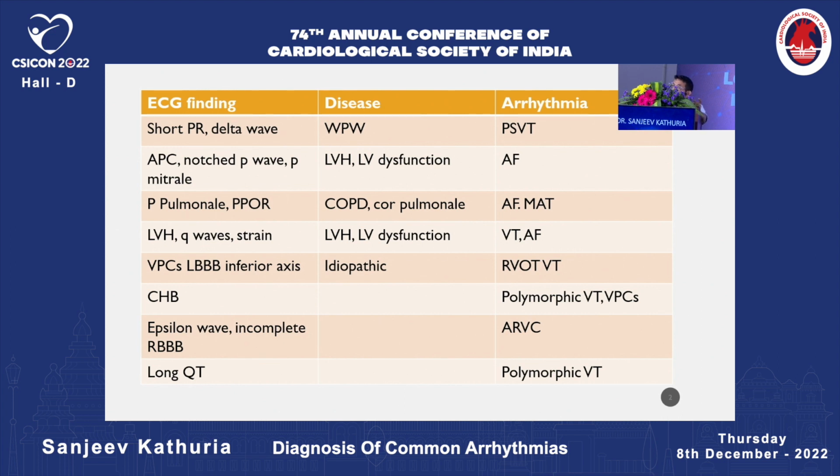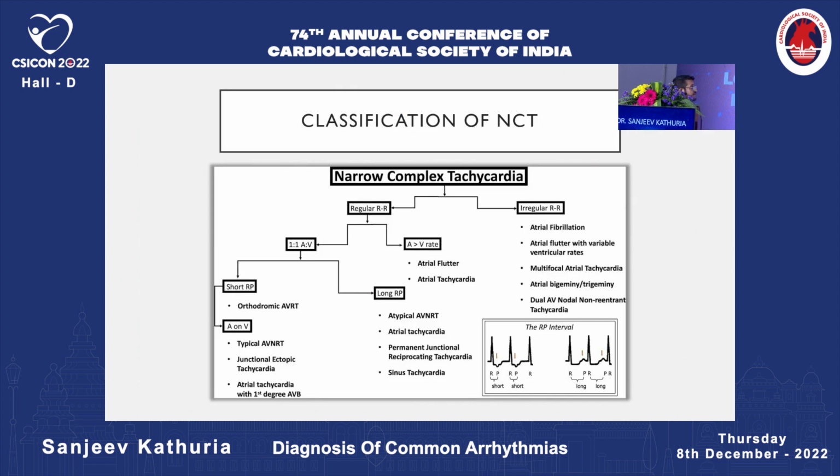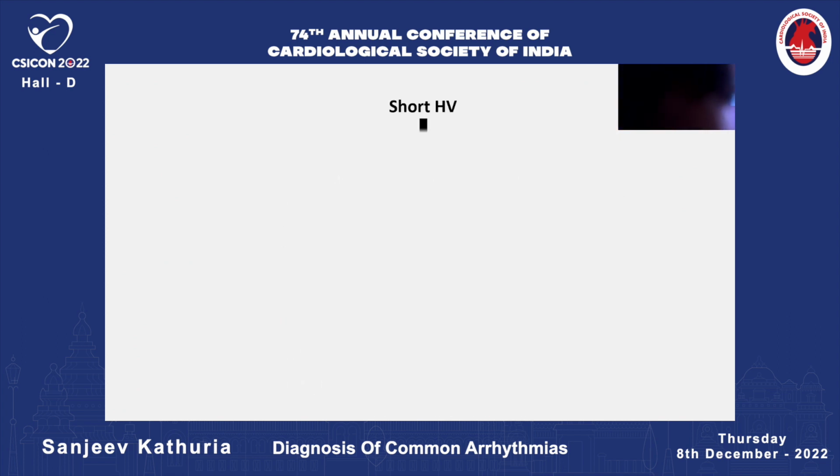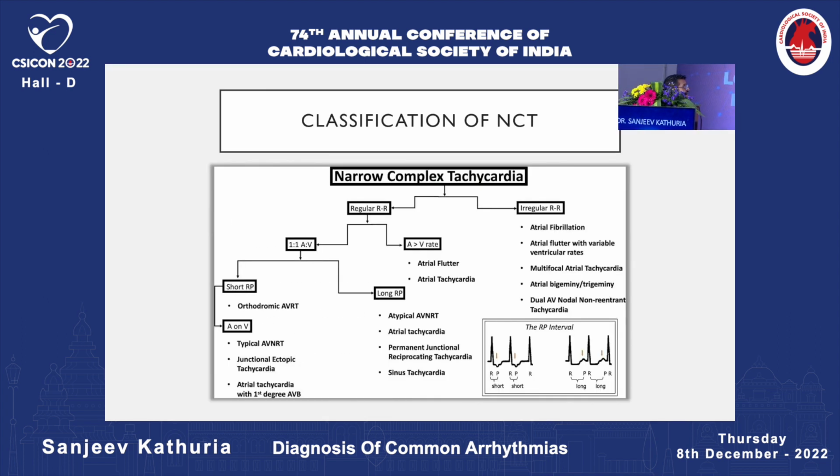Next slide. I can move. So before we start, let's give a very basic configuration of what we are trying to talk about. So narrow complex tachycardia, what we are trying to talk about is regular or irregular. Once you are thinking of a regular, you can think of A more than V, so you're talking about a flutter or fibrillation. If you're talking about 1:1 conduction, then the whole talk will center around whether it's a short RP or a long RP.